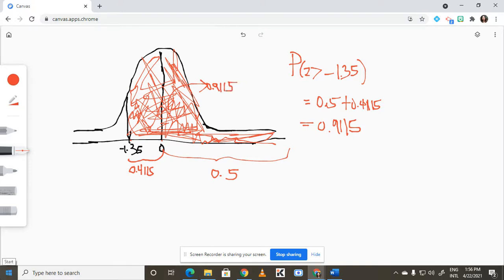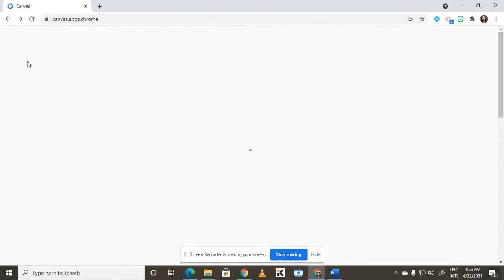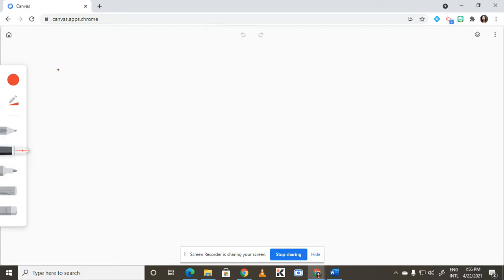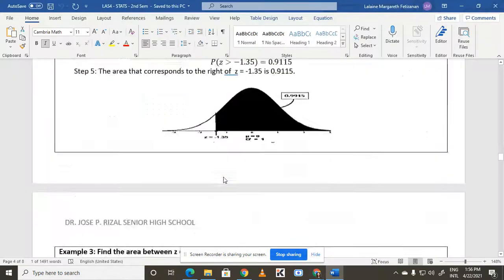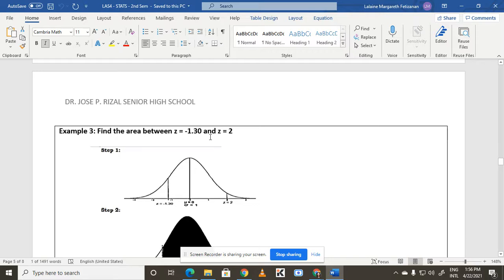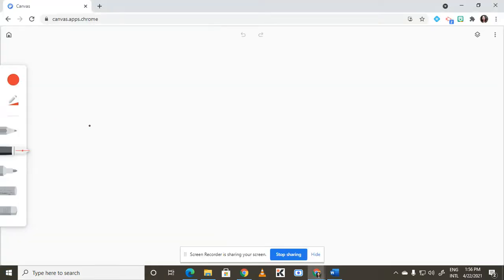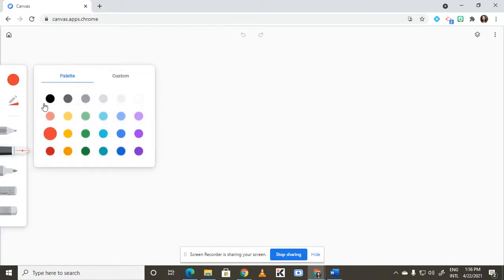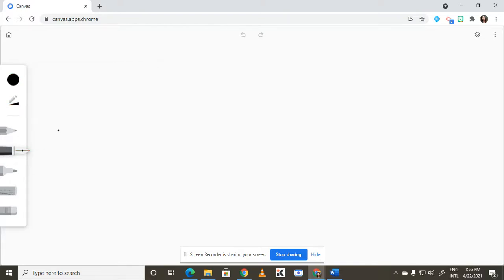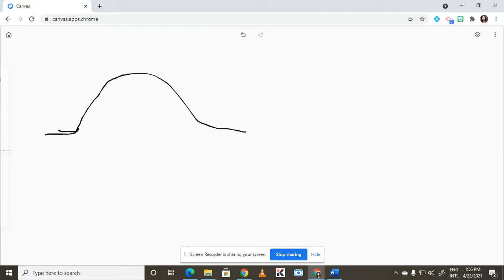Now, let's talk about when it is between. In our example number 3, find the area between z equals negative 1.30 and z equals 2, or simply negative 1.3 and positive 2. So, one negative and one positive. Same steps: draw the vertical line and draw the normal curve. My normal curve may look different each time, but as long as it looks like a bell.